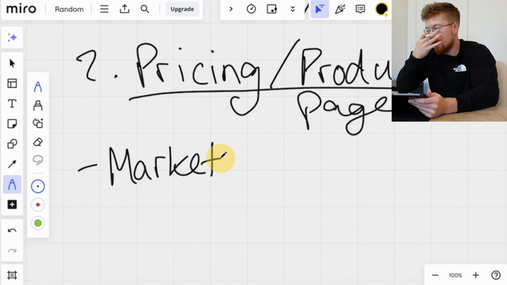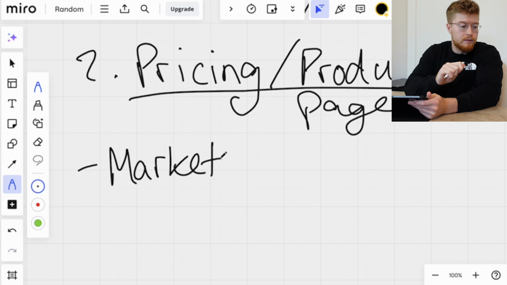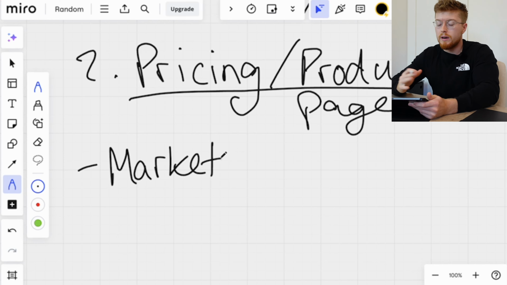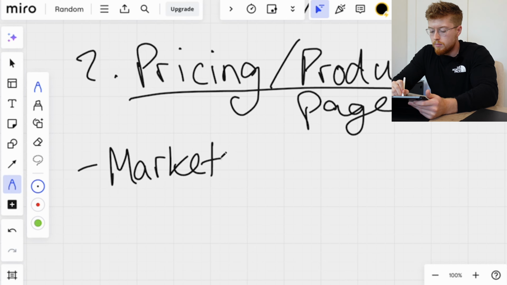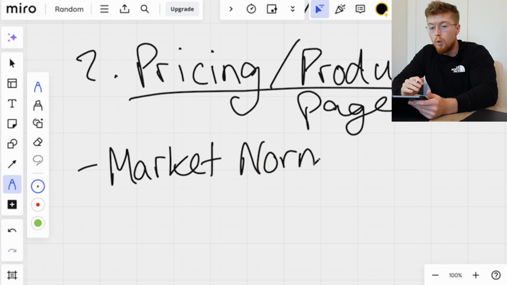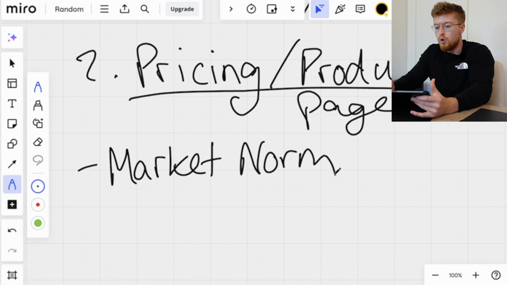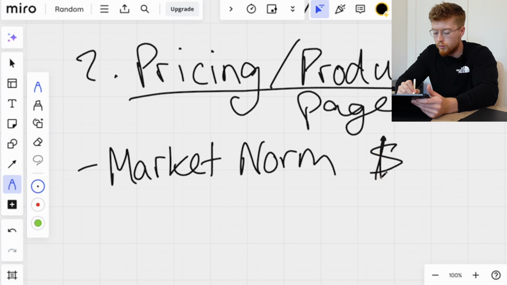So I'll use an example, right? If you're looking at a notebook, for example, and you're trying to sell a notebook, you want to figure out what is the market norm on what notebooks go for. And I'm not talking about designer notebooks or crazy expensive over the top luxury brand notebooks. What is the market norm? The average, statistically normal number to sell a product like a notebook at, right? You need to figure out what that price is. And the best way to go through and do that is actually just by using Google Shopping.